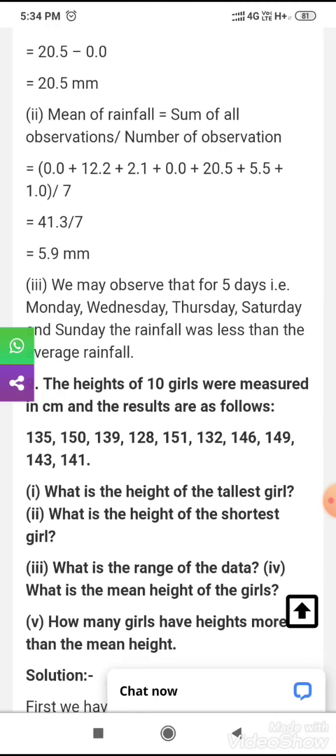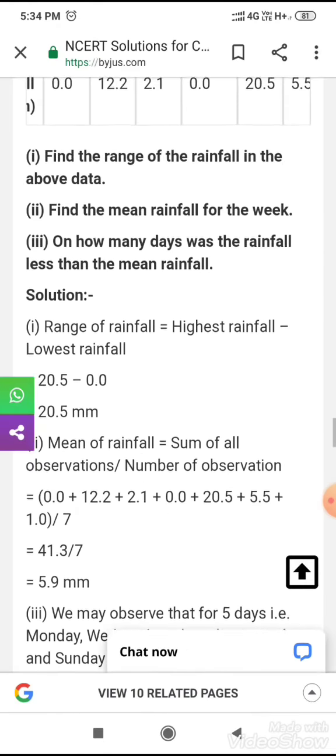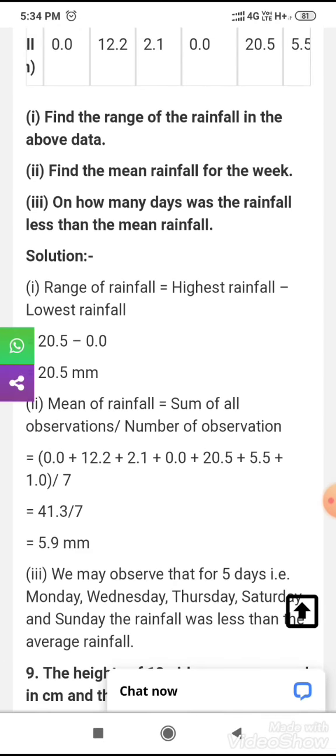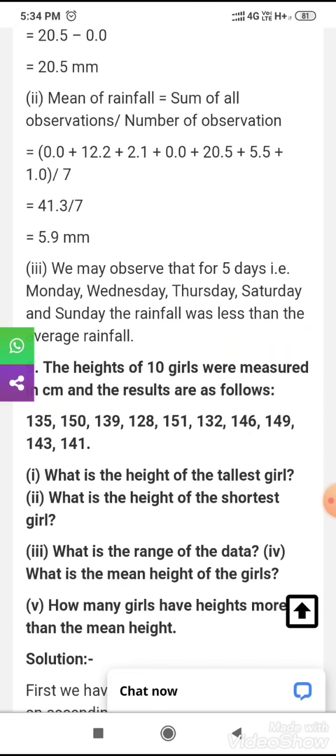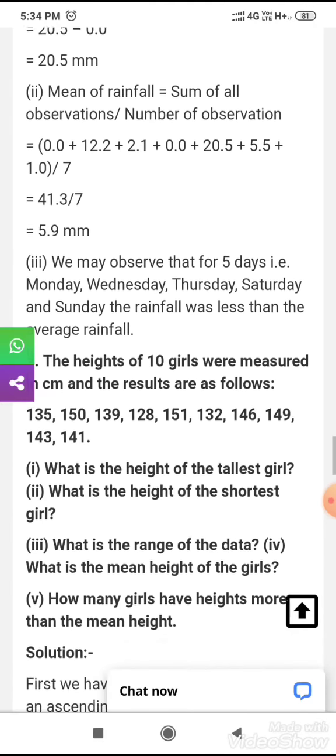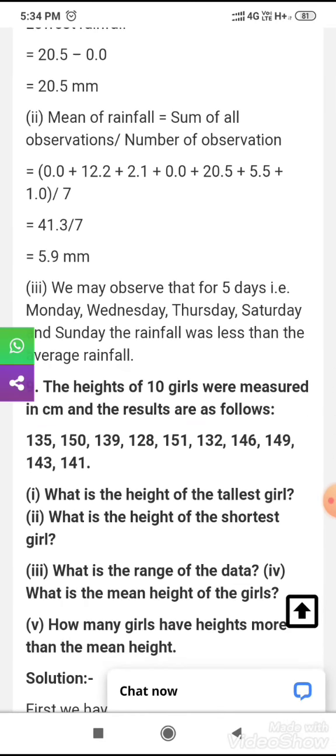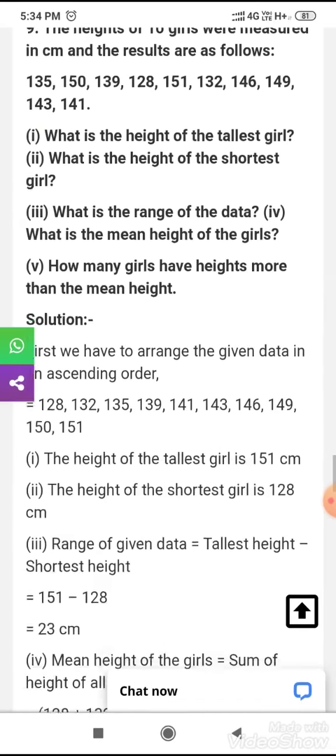In the third part, we have to find out how many days the rainfall was less than the mean rainfall. For this, we observe our data carefully and we find out that for 5 days, Monday, Wednesday, Thursday, Saturday and Sunday, the rainfall was less than the average rainfall.